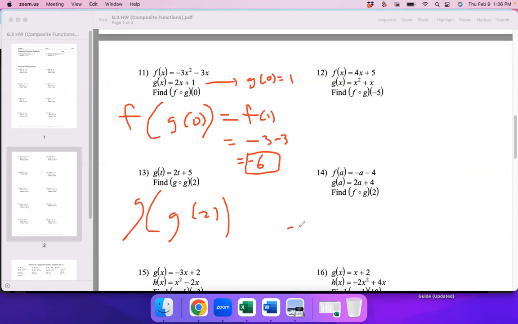Times 2t plus 5 plus 5. So you do that first, which is 9, of course, right? That's G of 2. And then you've got to plug it in again, right? Then you've got to do 2 times 9 plus 5, which gets you what, guys? That's it, done. That's all you've got to do.